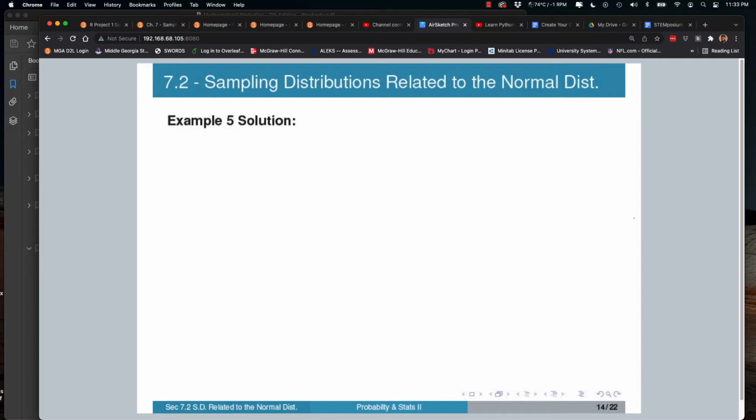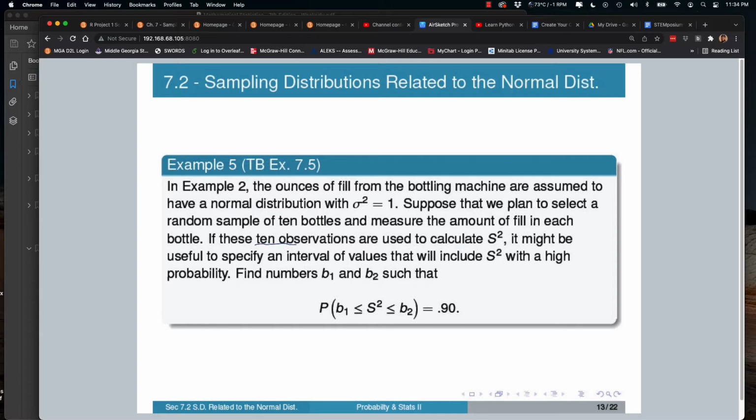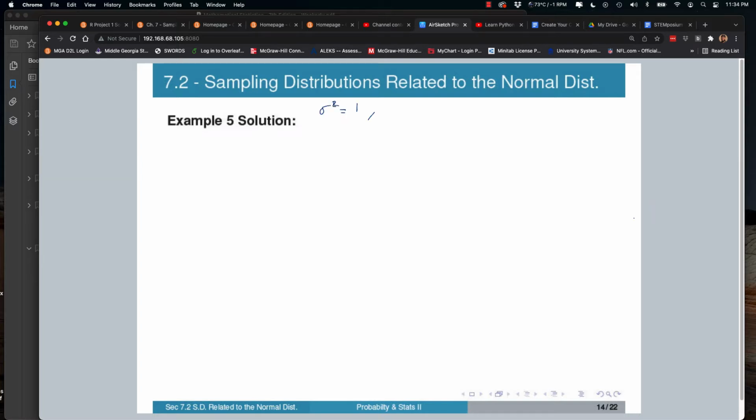So we know the following facts. We know that sigma squared, based on what was given to us, is 1. We also know that they're doing 10 observations, so that's our n, our sample size. So we know n equals 10. And since we're dealing with a chi-square distribution based off s squared, the degrees of freedom here equals 10 minus 1, which just equals 9. So we'll need that for finding these b sub 1 and b sub 2 values we're missing.